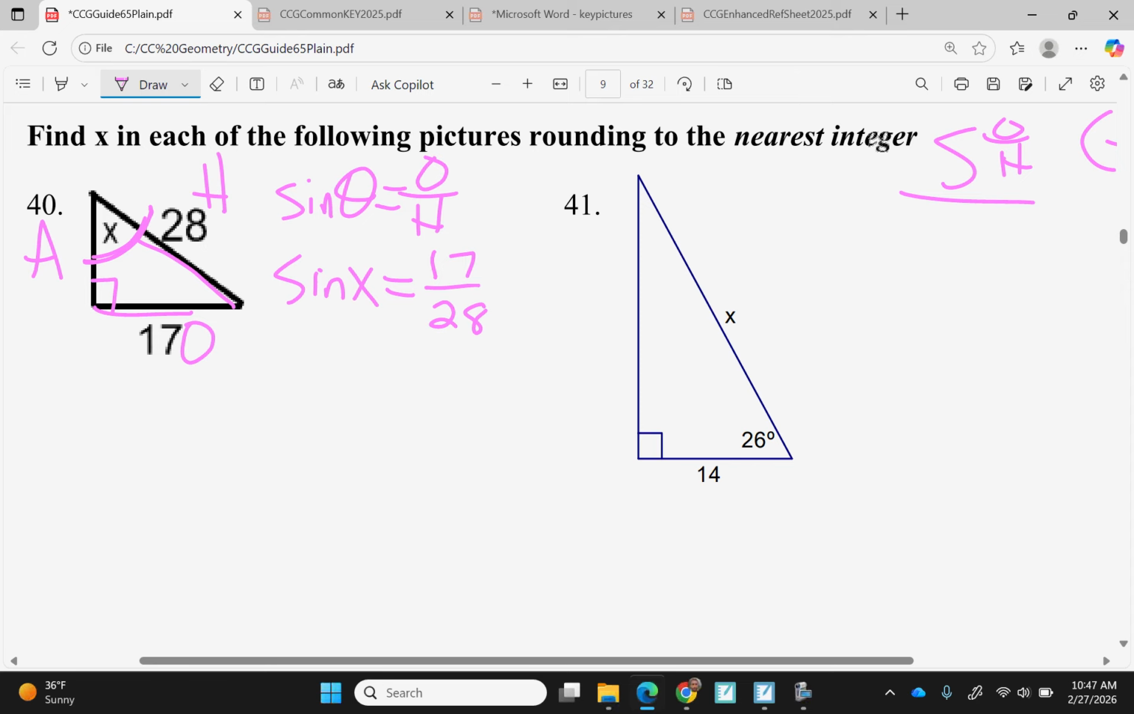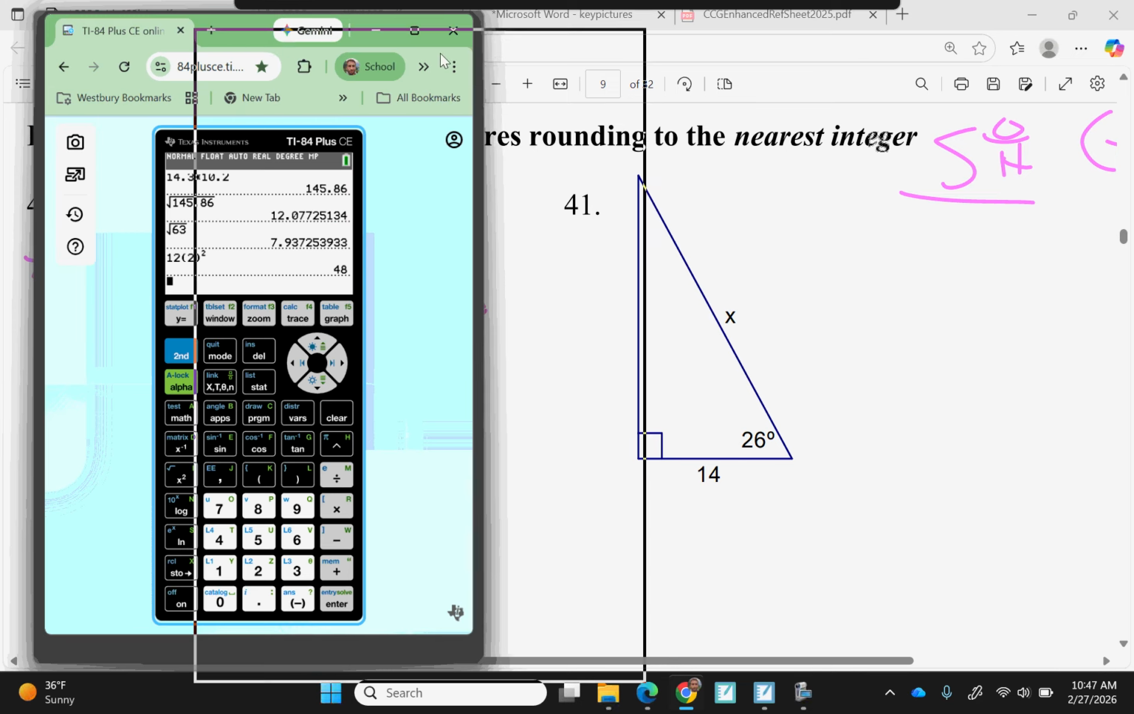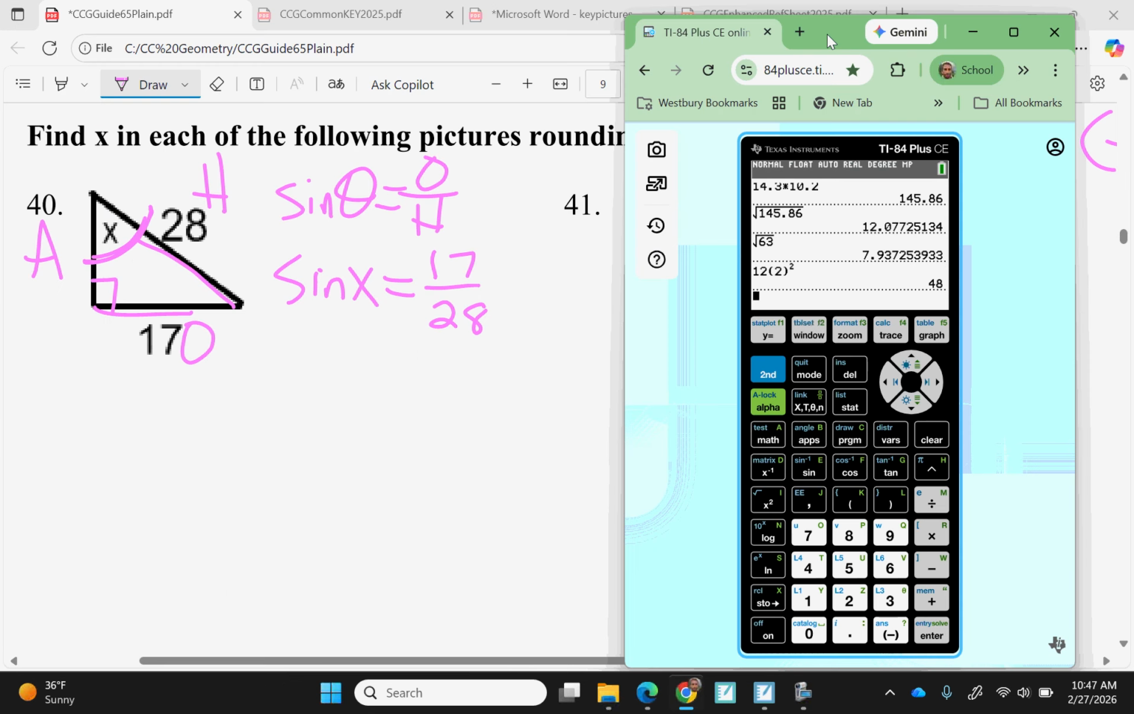Let's do it both. If you can set up the ratio but you don't know how to solve it, then math up. Make sure either way your calculator must be in degree mode. I am in degree mode. I hit mode and I hit degree.